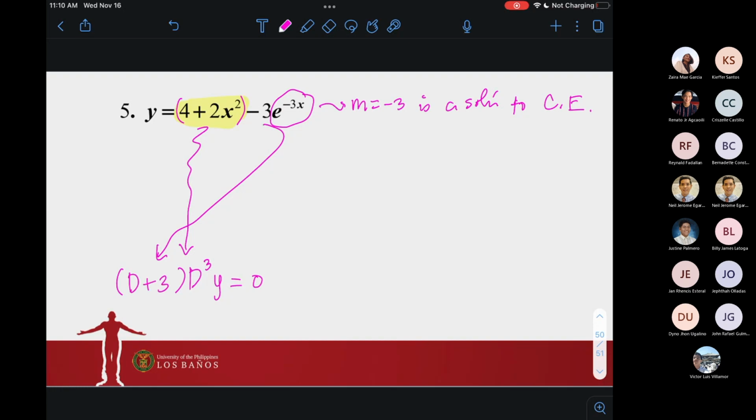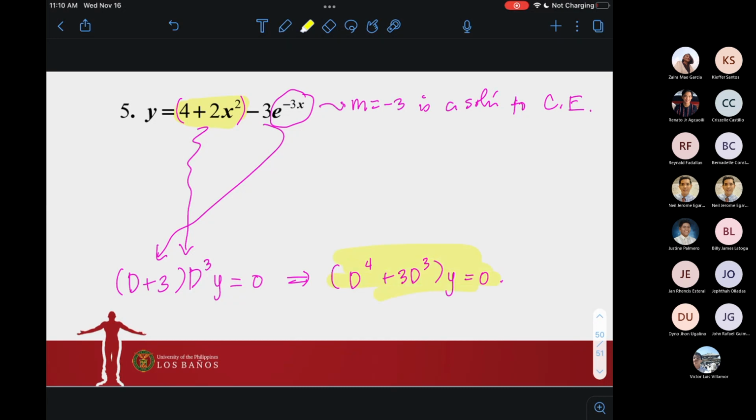Kasi pag convert ko yung d plus 3 sa characteristic polynomial, magiging m plus 3. Ang solution ng m plus 3 equals 0 ay negative 3. Simple root. Kaya nagkaroon ng constant times e to the negative 3x. So therefore, the solution here that we're looking for is d to the fourth plus 3d cubed applied to y equal to 0.